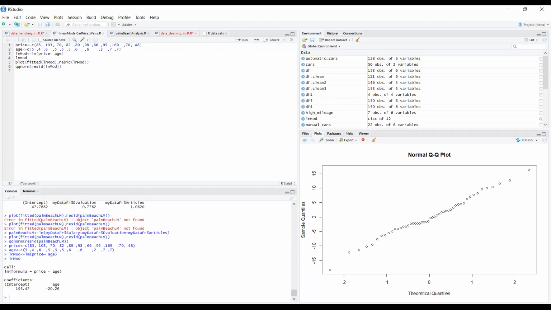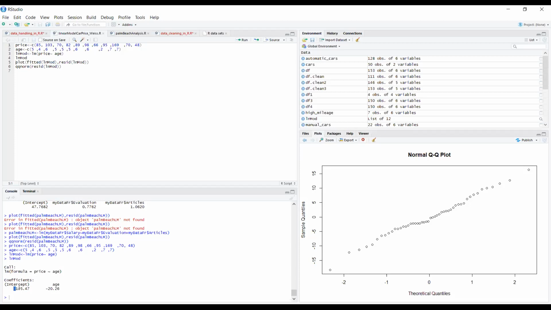Now these are the values. This is the result of the model. The model call is lm, formula price ~ age. Price is the dependent variable. This result shows what the model is. The model is basically a linear model with one predictor. Age is the predictor and price is the dependent variable.